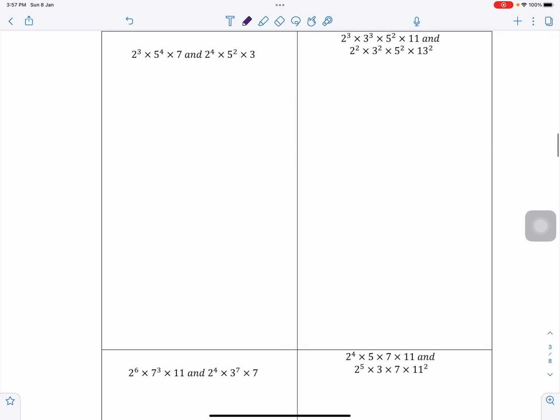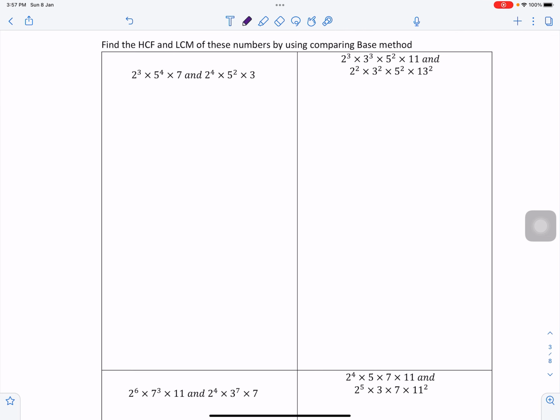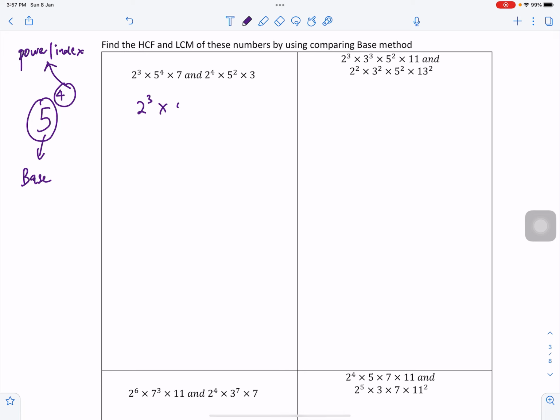Now the next one is what we call comparing base. If you cannot remember, in 5 to the power of 4, the 5 is called the base. This is called the power, or you may call it the index as well. The first step is to align all the bases together. So you align all the bases together, doing this. The second step is to fill out the blanks.